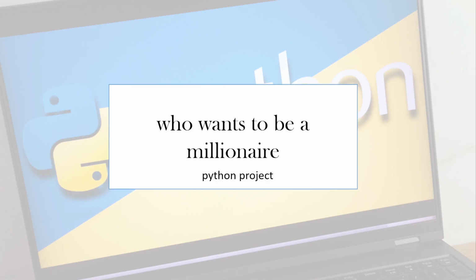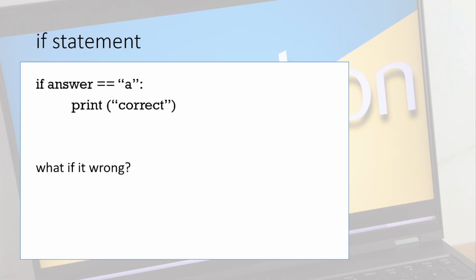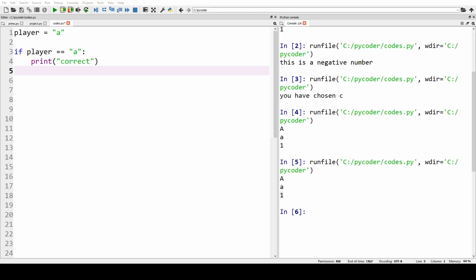Let's carry on with our Python project, Who Wants to Be a Millionaire game. Now we've probably seen the if statement before. Can you remember we used the word if? We've got something that checks to see if it equals, or it's called a condition. Is it true or false? So if the answer equals A, we use two equals, print correct. So if answer does equal A, it will do the print correct, and if it doesn't, it won't print anything. In our project, we will need if statements to check to see if things are true.